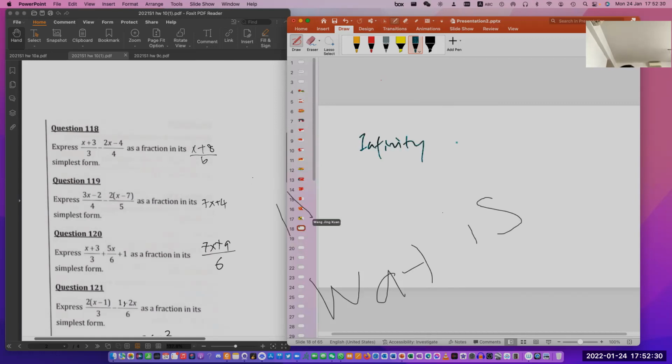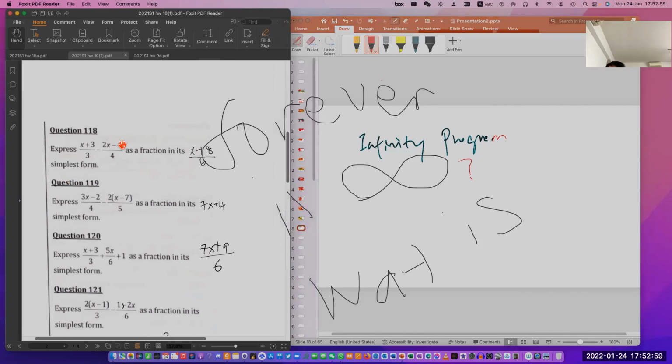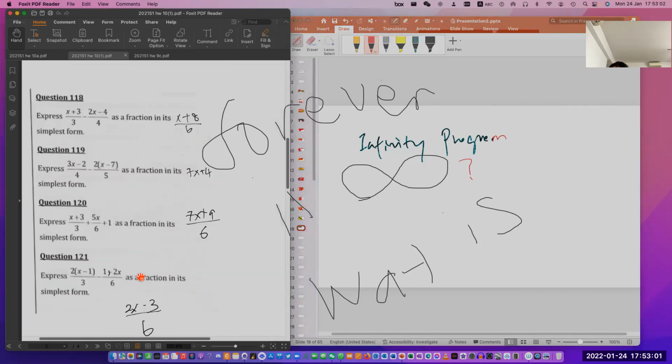So infinity program means, you know what's the meaning of infinity? This is the symbol for infinity. But what's the meaning? Infinity program means there is no end to it. Forever. Infinity means there is no end to it. Meaning while your class will take the normal syllabus, those who score very high in the diagnostic test tomorrow are going to be exposed to probably questions from Sec 2.